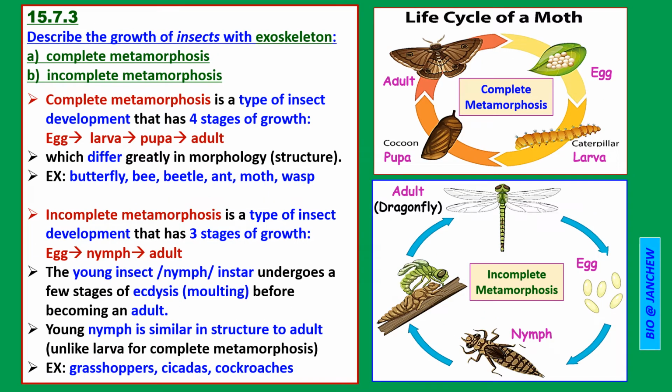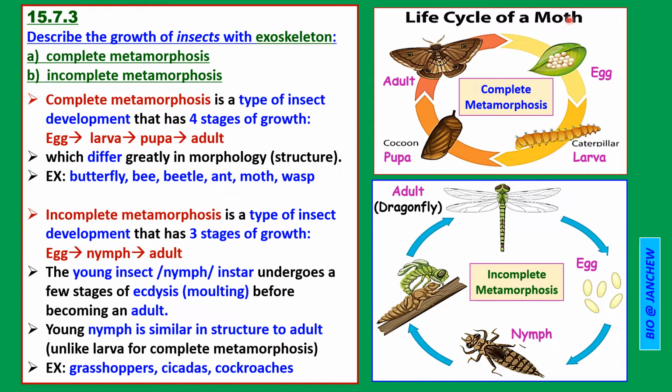Learning Standard 3. Describe the growth of insects with exoskeletons. A. Insects that undergo complete metamorphosis, and B. Insects that undergo incomplete metamorphosis. Let's start with complete metamorphosis. This is a type of insect development that has 4 stages of growth, namely egg, larva, pupa, and adult stages. So the larva stage differs greatly from the adult stage, differ greatly in morphology or structure, as can be seen here.